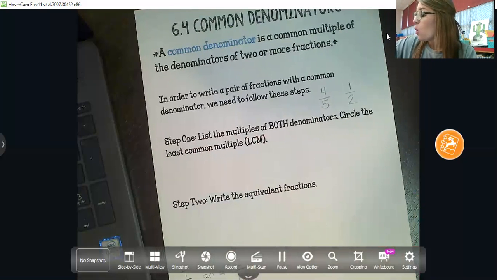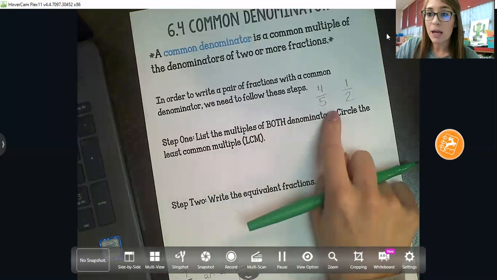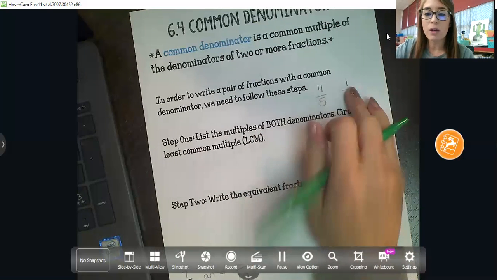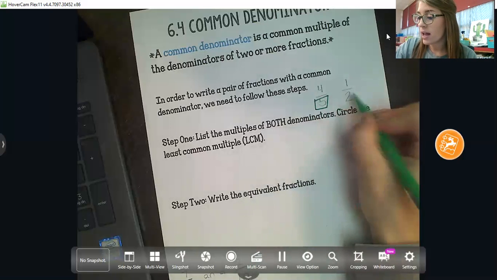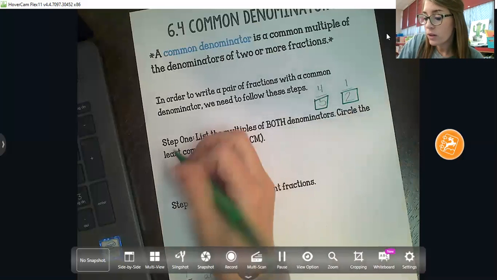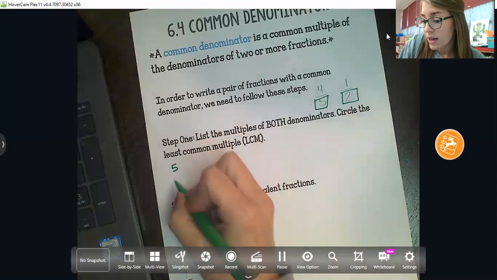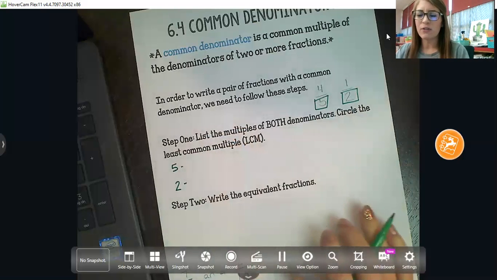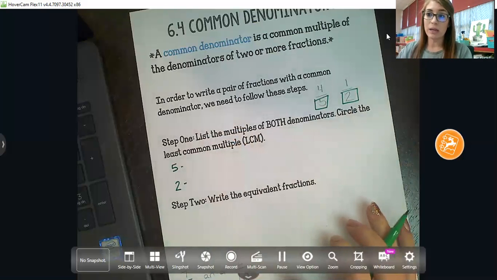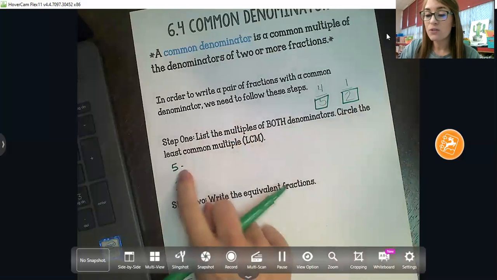So when we list out these multiples of both denominators, my denominators are which two numbers? The 4 and the 1 or the 5 and the 2? Very good. The 5 and the 2. Okay, so I'm going to put 5 and I'm going to put 2. And we're going to go ahead and just list out the first 5 multiples of each. And then if we don't find anything, then we'll keep going.